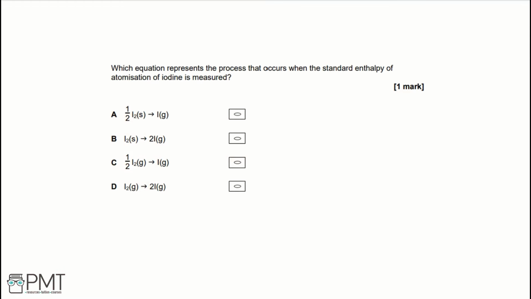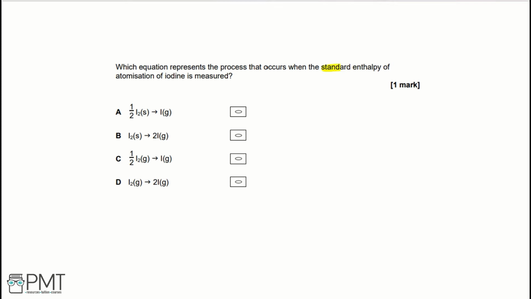Which equation represents the process that occurs when the standard enthalpy of atomization of iodine is measured? A. Half I2 solid goes to I gas. B. I2 solid goes to 2I gas. C. Half I2 gas goes to 1I gas. Or D. I2 gas goes to 2I gas.